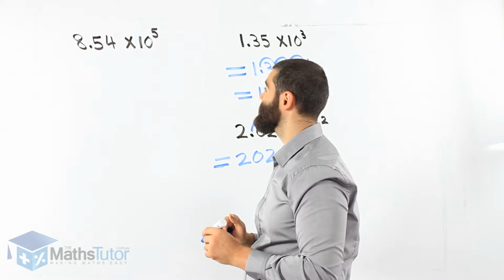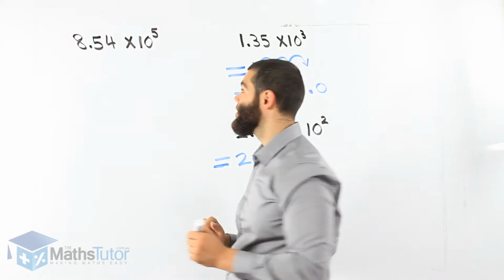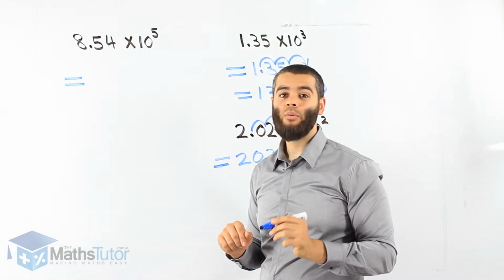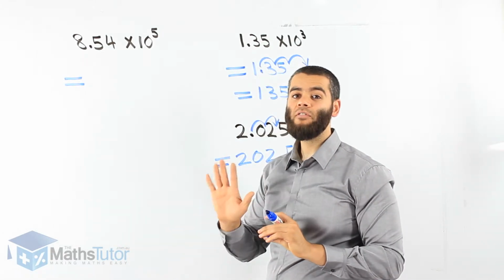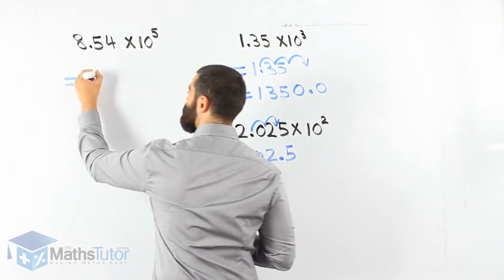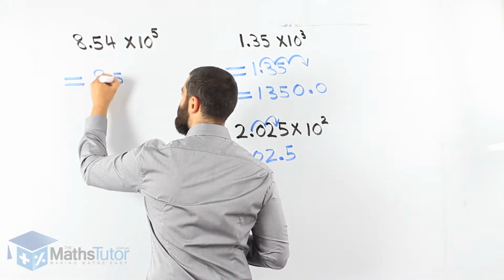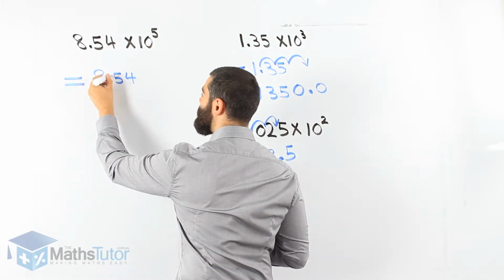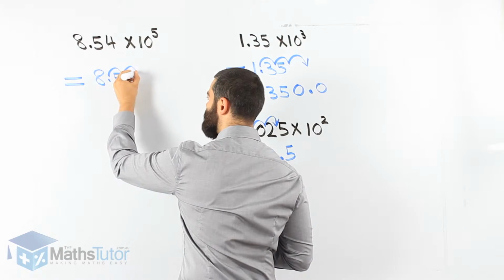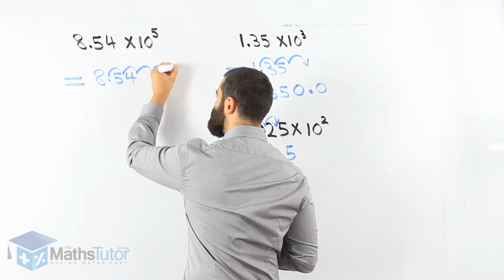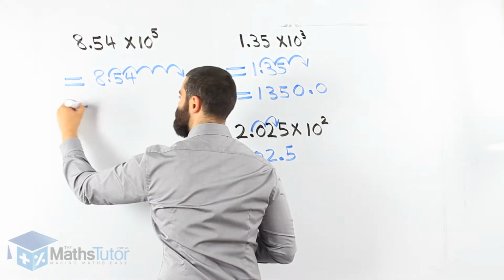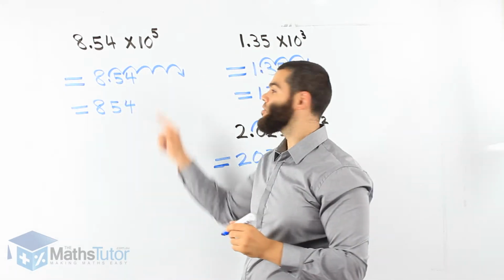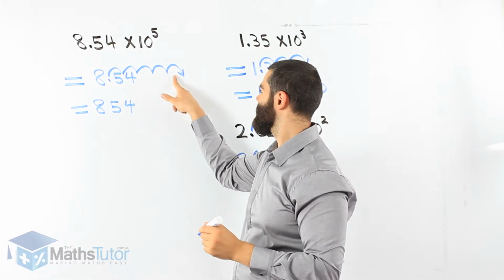8.54 times 10 to the power of 5. What does that mean? We're going to grab our point and we're going to jump to the right 5 times. 8.54. We grab our point, we jump 5 times to the right. 1, 2, 3, 4, 5. 8, 5, 4, and we're jumping over a 0, a 0, and a 0.